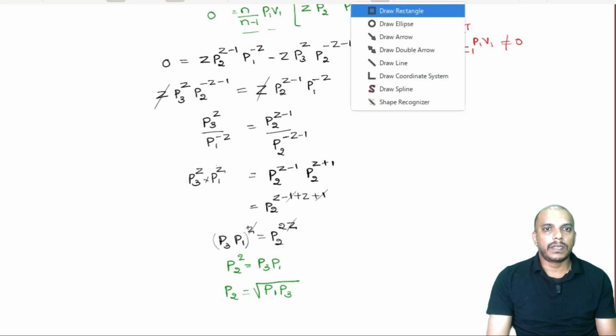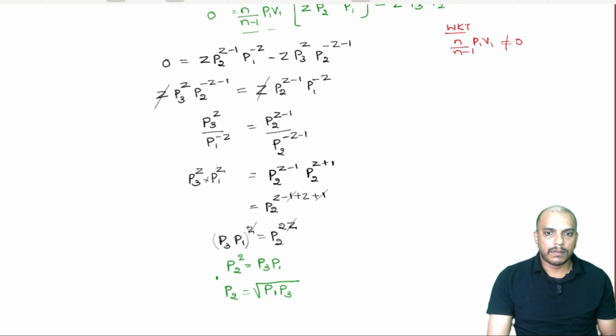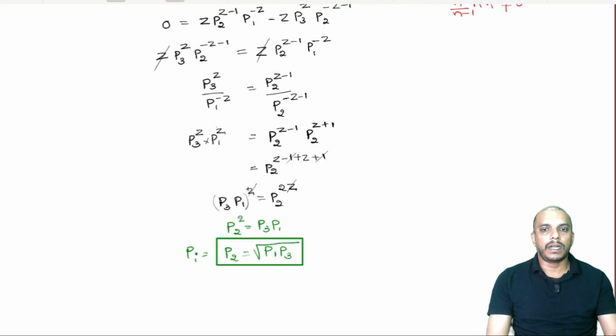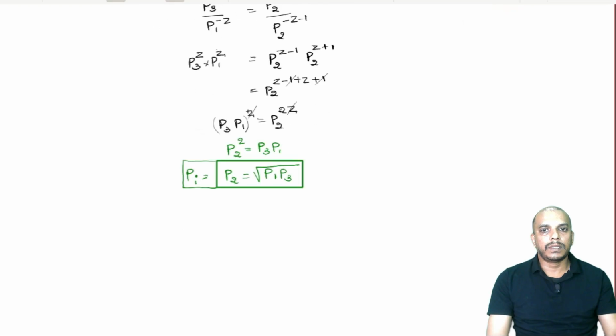So, in order to get the maximum efficiency or minimum power supplied to the compressor, the intermediate pressure Pi must be equal to the square root of initial pressure and delivery pressure. That is what we mean by this expression. Now, let us try to generalize this expression. What do we mean by generalizing this expression?